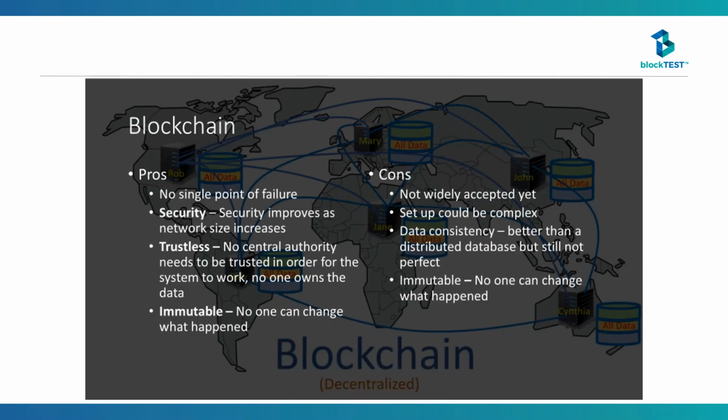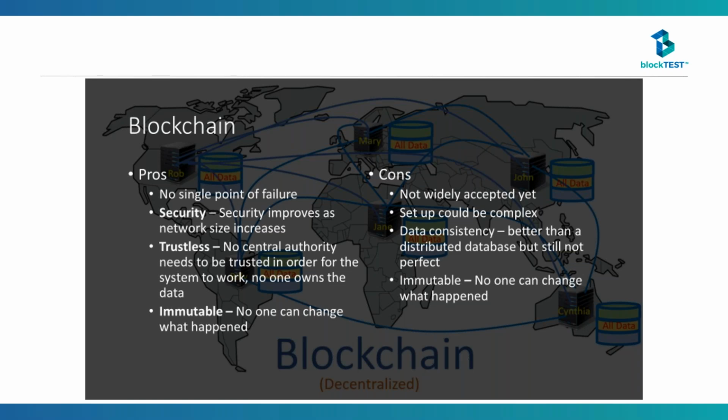So some of the positives of blockchain is that you still don't have the single point of failure, and it's trustless. So you don't have a central authority that you need to trust in order for the system to work. It just works. So everyone has a copy of the data, and they don't need to really trust anyone else because everyone's working in the best interest of the blockchain. And the other key point about blockchain is that it's immutable. So no one can change what happened.